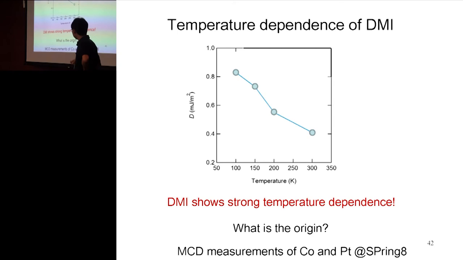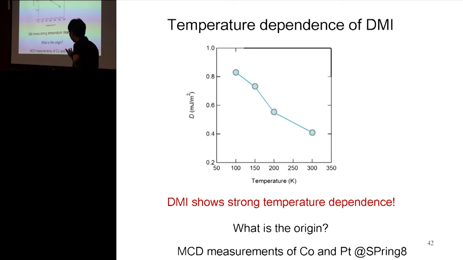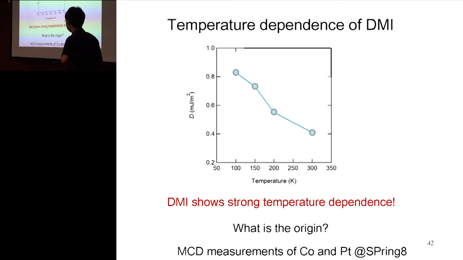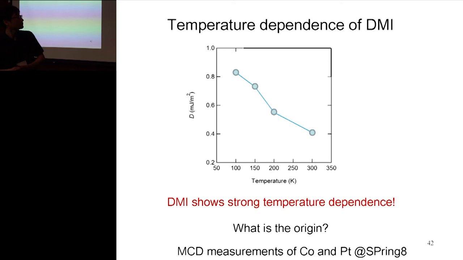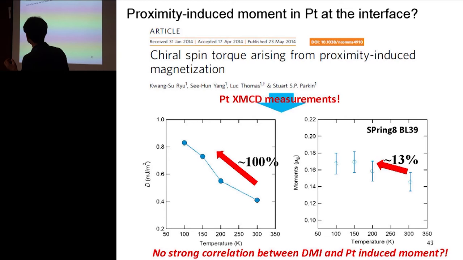Okay. As I said, Dzyaloshinskii-Moriya interaction is an indirect coupling through the normal wire, and there is no direct need for it. It shows such a strong temperature dependence. So this is a kind of mystery for me. Then we did magnetization measurement at the platinum edge. Meanwhile, we found this article from IBM groups. The title is The chiral spintronics arising from proximity induced magnetization.